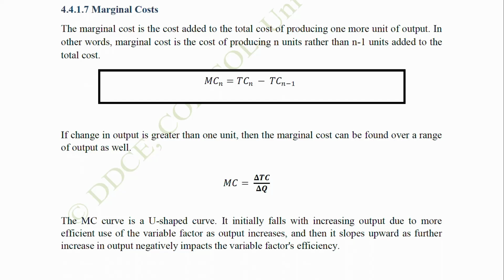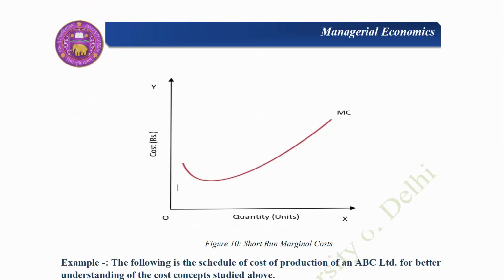The marginal cost curve is a U-shaped curve. It initially falls with increasing output due to more efficient use of the variable factor as output increases, and then it slopes upward as further increase in output negatively impacts the variable factor's efficiency. Figure 10 shows the short-run marginal cost.